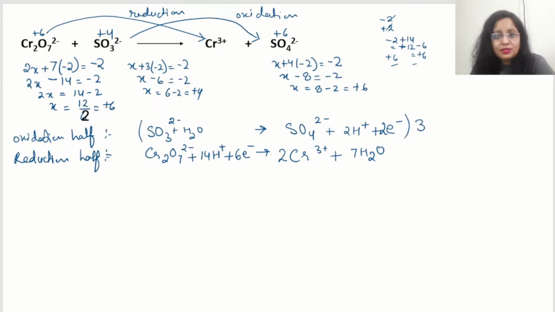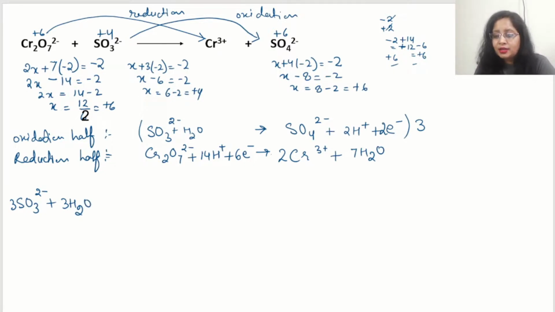Then 3 2s are 6. Oxidation half will also carry the 6 electrons. And after that we will write the reaction together. Let's write it. So it will be 3 SO3 2 minus, because 3 is multiplying in whole the reaction, plus 3H2O. This much is from oxidation half.